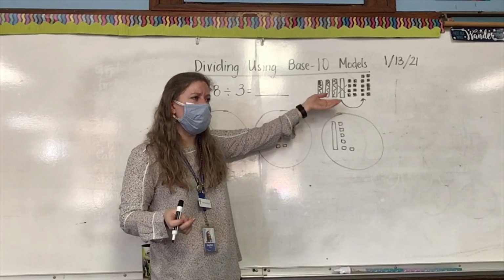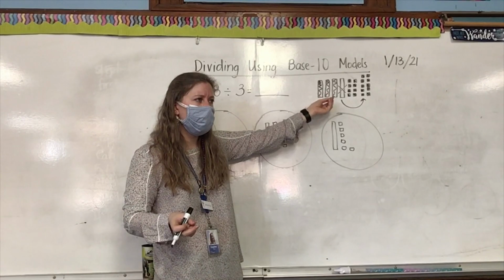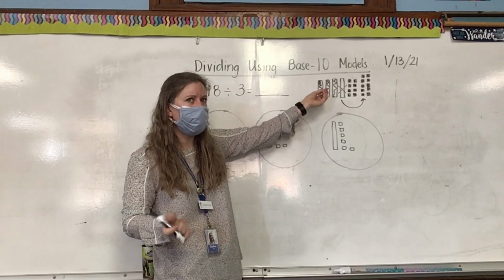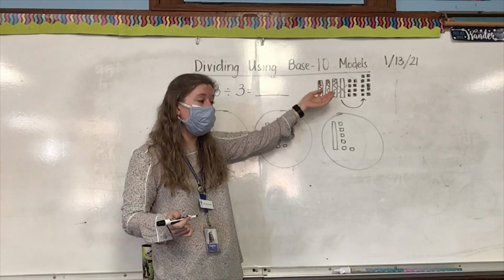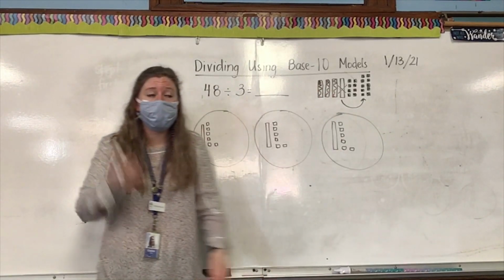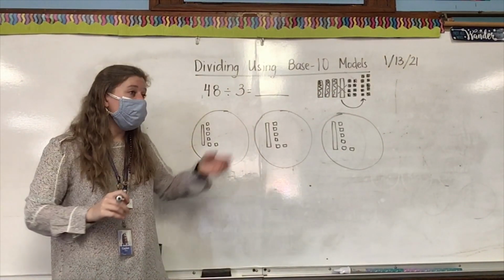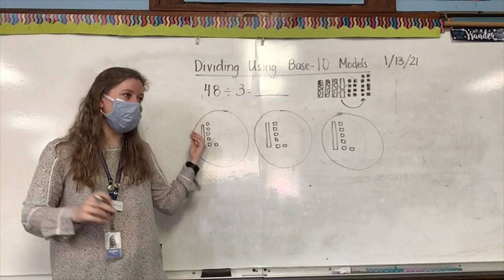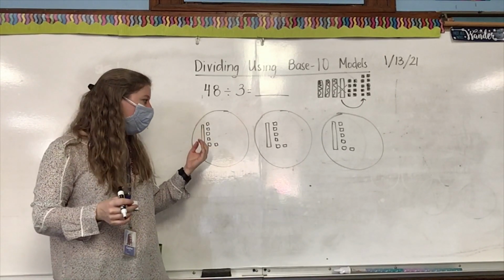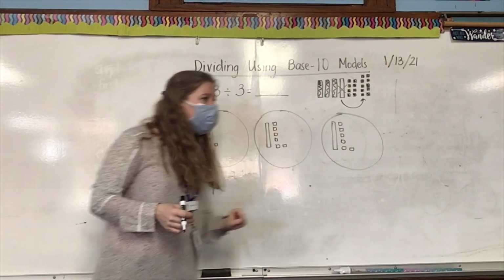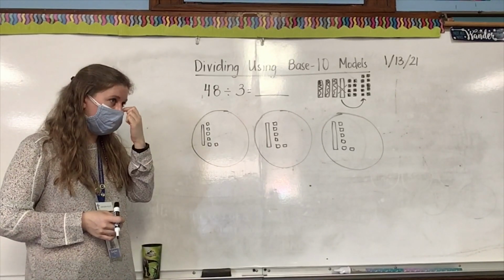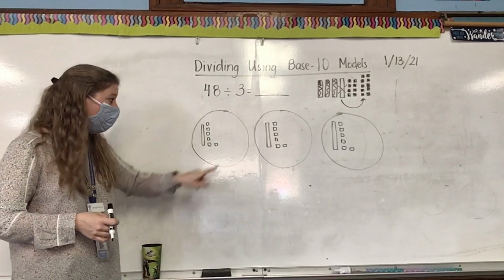What does it mean if I have none left over? I won't have a remainder. If there's none left over, I'm not going to have a remainder. So that means now I can find the quotient. To find the quotient, do I look at all 3 groups? No, I look at 1 group.